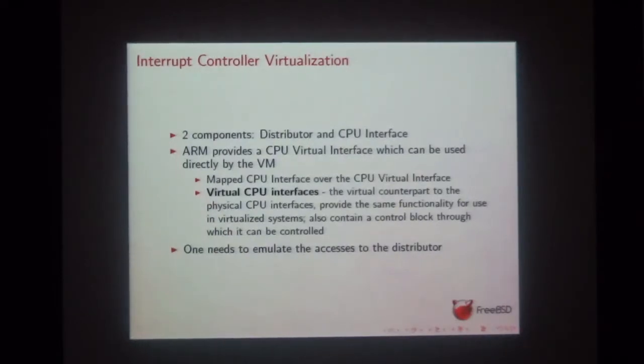But other than the CPU interface, we need a virtualized distributor. Unfortunately, ARM doesn't offer us anything for virtualizing the distributor, and we basically have to catch accesses to it. We have to catch accesses to the distributor in order to emulate them, and basically execute in the name of the guest the operation that needs to be done by the distributor.